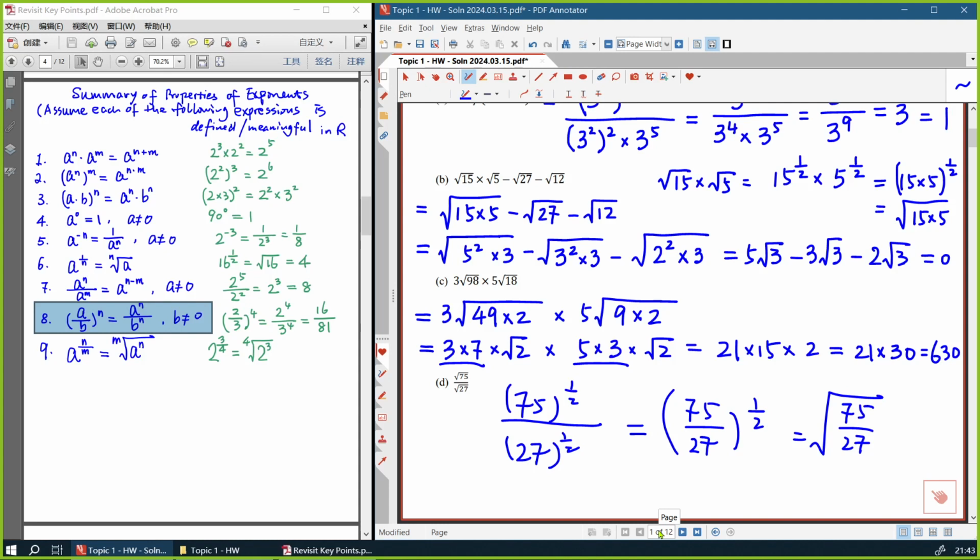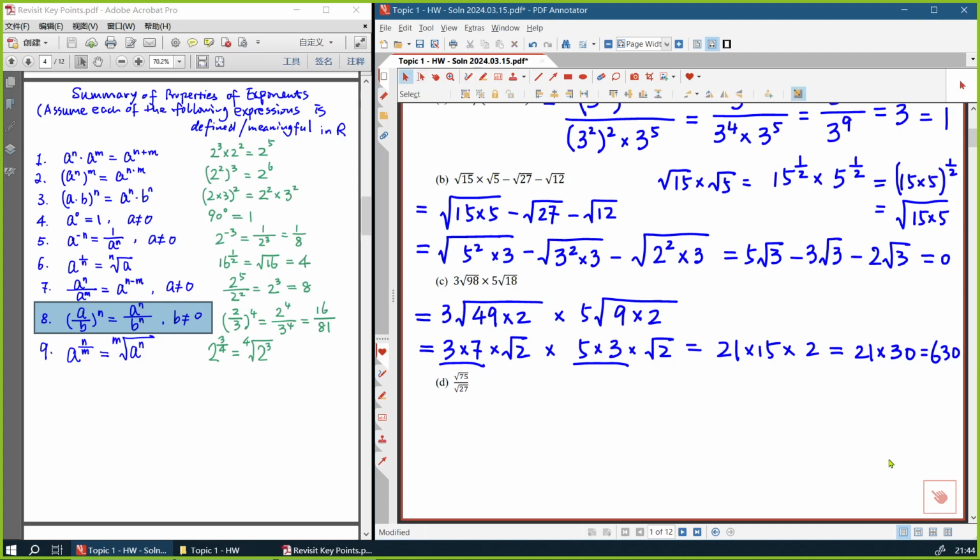Sunny? Yeah. Okay. Yes. So next time, very good. Next time when you see an expression like this, you can directly write this as the square root of the fraction of these two numbers, right? That's the reason I just showed you.